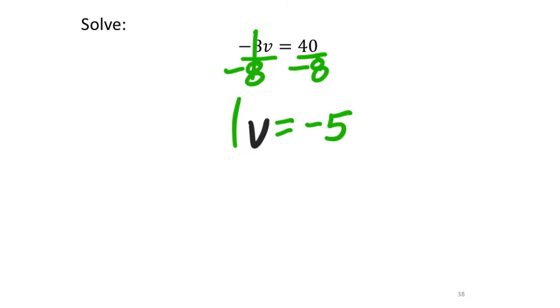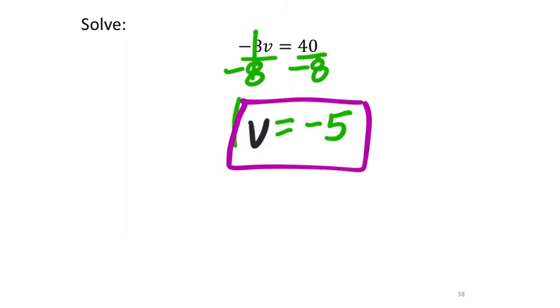Now you can check. I'm not going to write the work on this one, but I can check verbally, or I can check on a calculator. I can do negative 8 times negative 5 and see what I get. Boom, 40. And now I know that this is true.